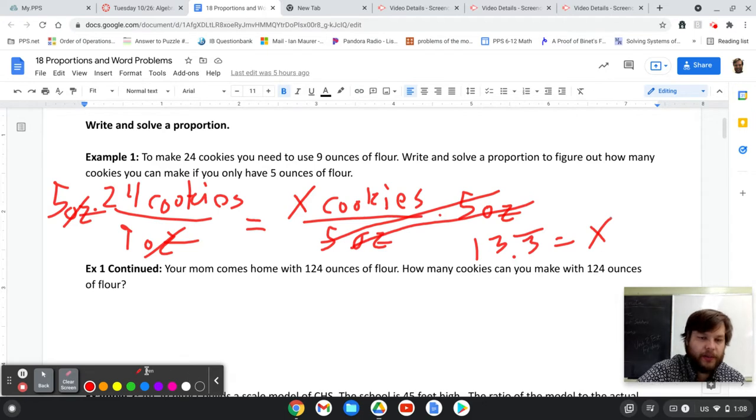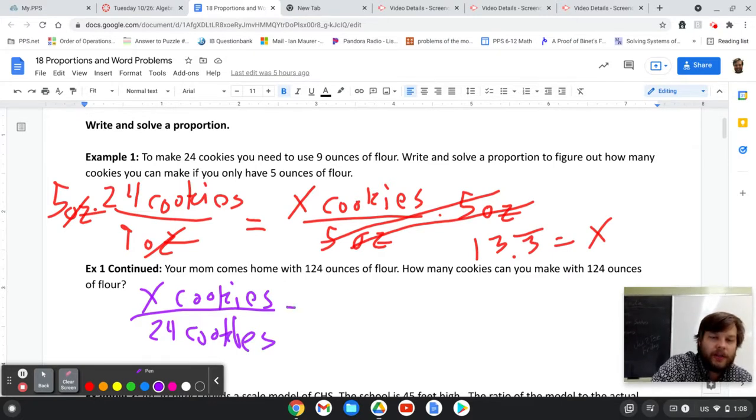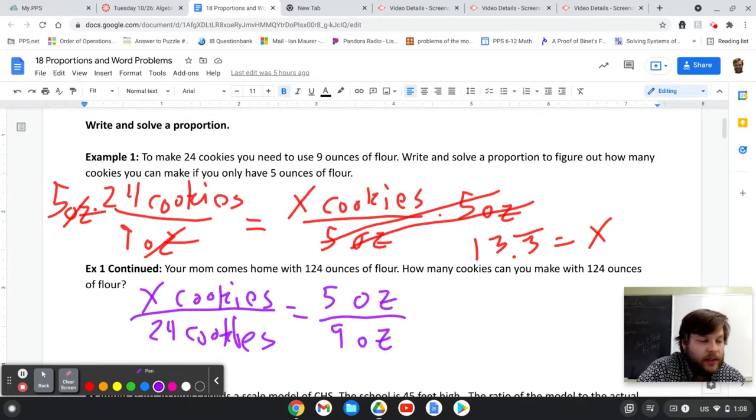Now you might have set it up differently. Another way you could have set up this problem is you could have said, well, I don't know how many cookies I'm going to make, but I'm comparing that to 24 cookies because we knew something about 24 cookies. And over here, X is the new situation. X matches up with 5 ounces, and 24 matches up with 9 ounces. You could have done this same problem, but with a completely different setup.